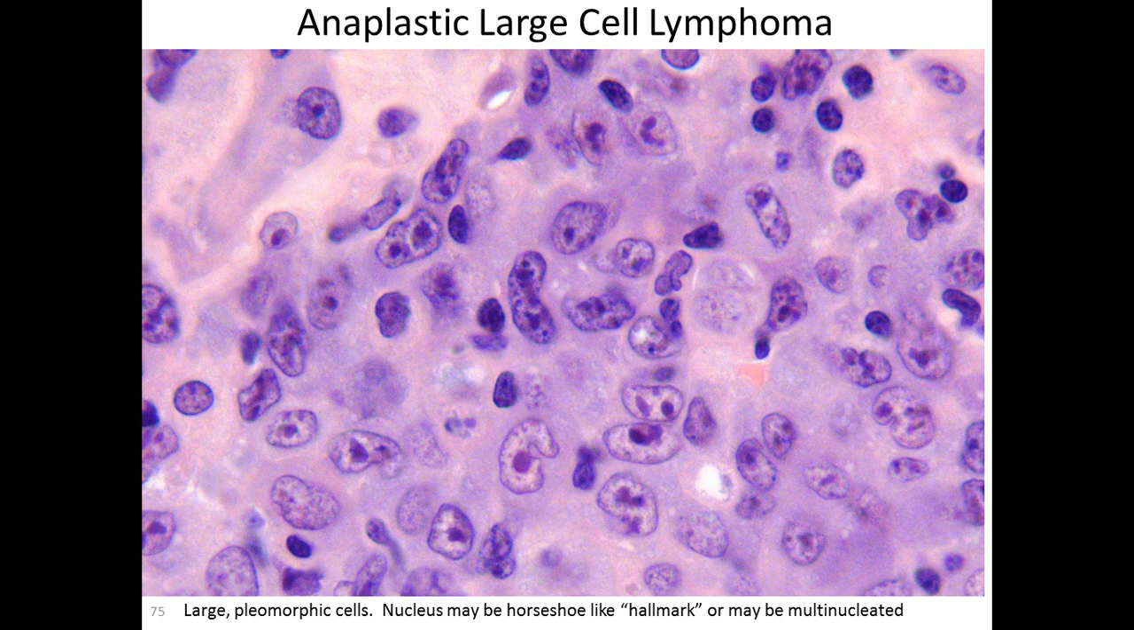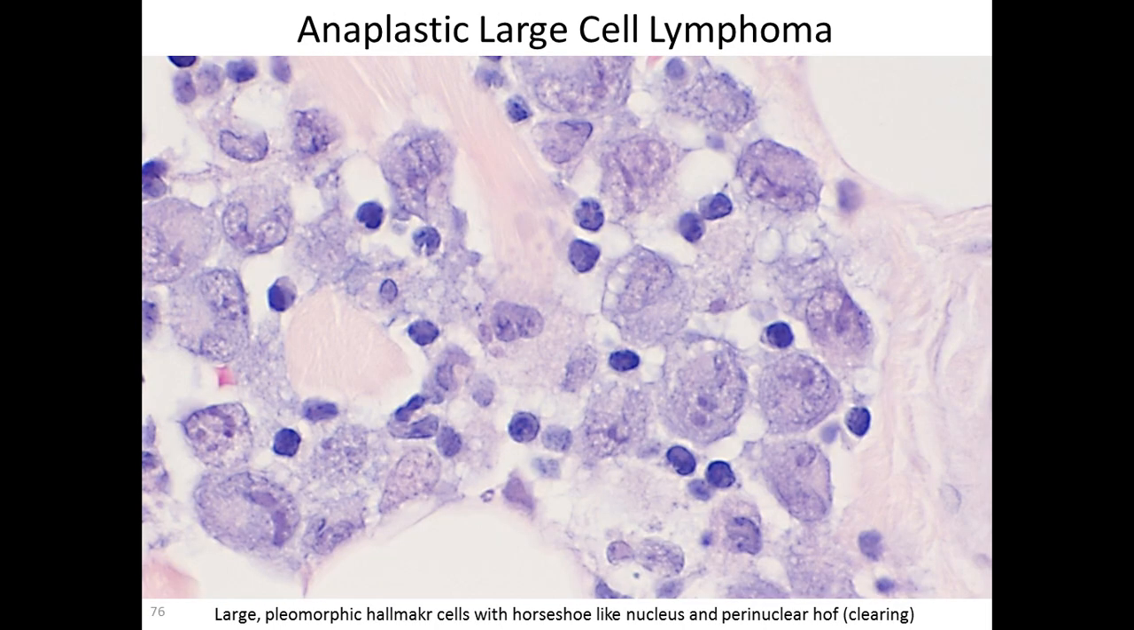This is anaplastic large cell lymphoma. In the middle of the slide on the bottom, you see these large pleomorphic cells. The nucleus may actually be horseshoe-like. It's called the hallmark cell, and they can sometimes be multinucleated. This is another example of anaplastic large cell lymphoma. Again, you've got these pleomorphic hallmark cells with a horseshoe-like nucleus, and this perinuclear hof, or a perinuclear clearing.